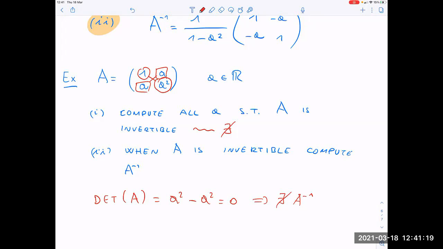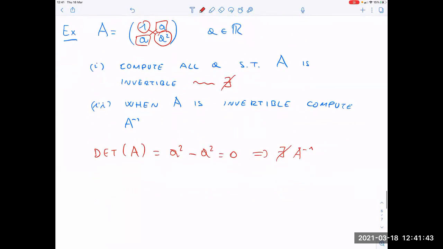These matrices are called singular. Singular matrices are those for which the inverse does not exist. Yep, this is the notion of invertible and singular matrix. Yeah.